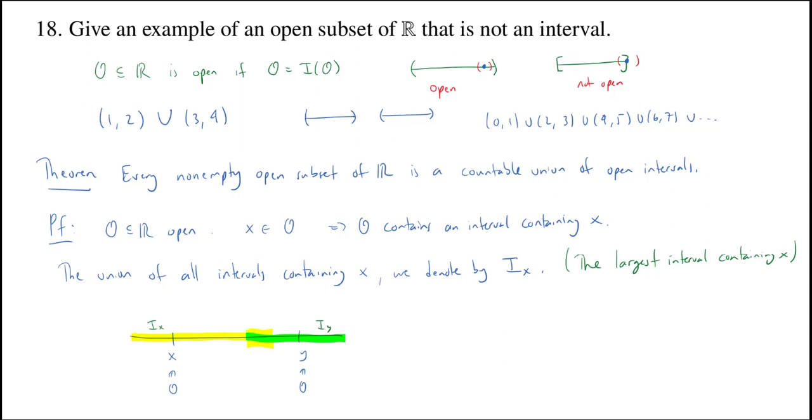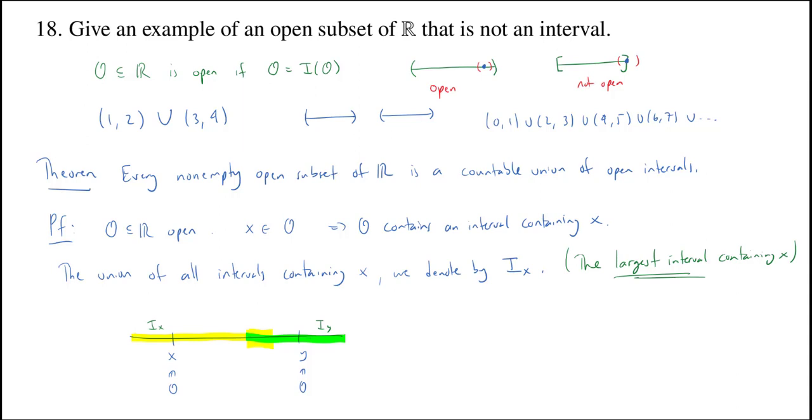Well, doesn't it make sense then? I could actually combine Ix and Iy and I'd get a longer interval. I mean, it doesn't stop. This is an open set. Everything in both the yellow and the green is contained in O. So I'd get just a bigger interval, but Ix is supposed to be the largest interval that contains X. So what we conclude from this is that if I have two elements X and Y, then I cannot have any overlap between the Ix and the Iy unless maybe the Ix and the Iy are exactly the same thing.